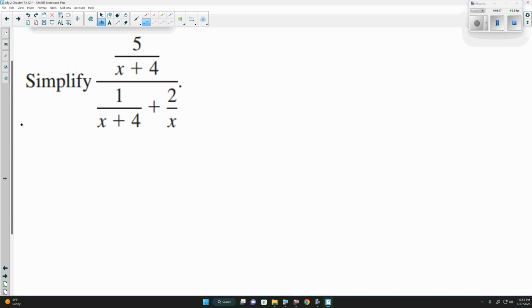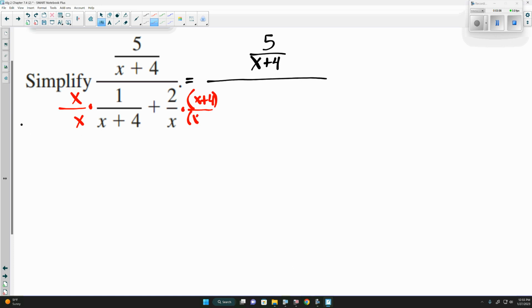Because the first method, what we're going to do is get the numerator and denominator to be a single fraction. The numerator is already 1 fraction, so the numerator is fine as is. But we need to make the denominator into a single term. To do that, we need to add them, and for us to be able to add the two together, we need the denominators to be the same. So for our 1 over x plus 4, we're going to have to multiply top and bottom by x. For our 2 over x, we're going to have to multiply top and bottom by x plus 4.